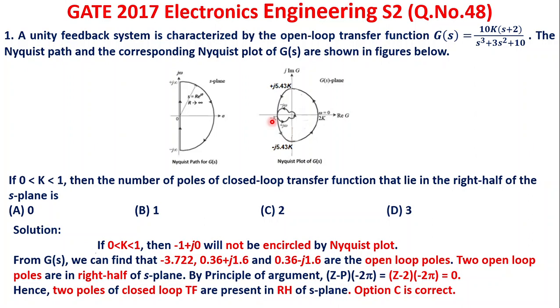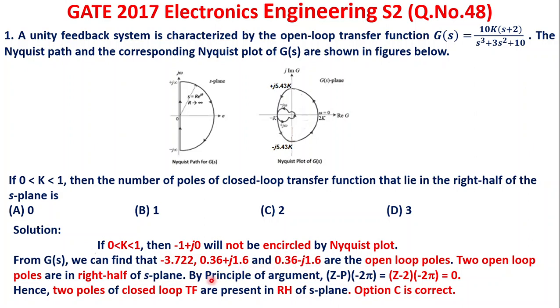Now, we will see how many poles are there in the right half of the S plane. If we factorize s³ + 3s² + 10, then -3.722 is one pole, and 0.36 + j1.6 and 0.36 - j1.6 are the other two poles. So totally there are three open loop poles. Out of the three open loop poles, two open loop poles are present in the right half of the S plane, that is these two complex poles.